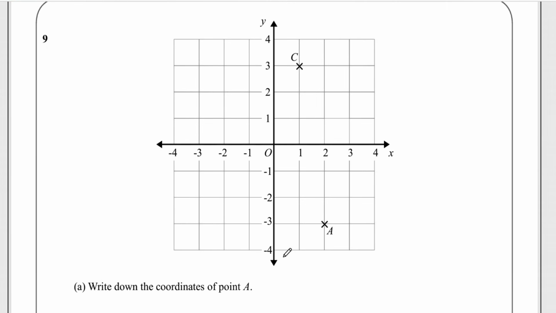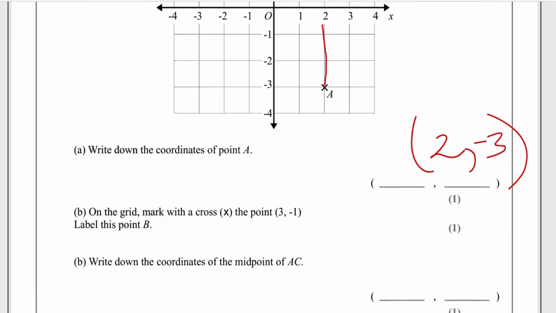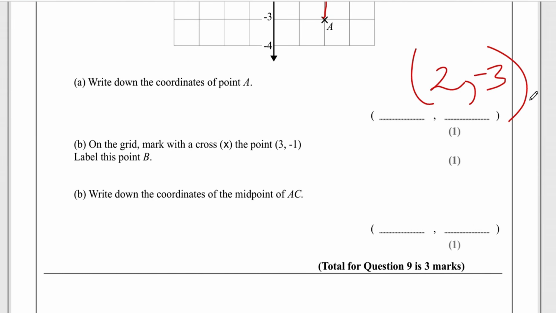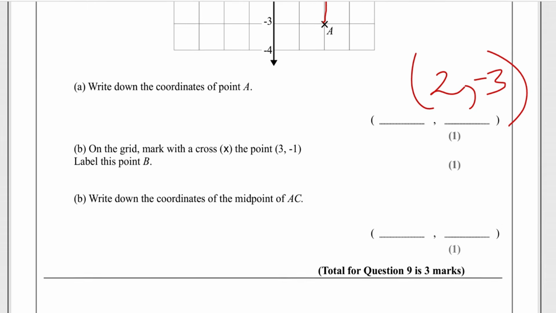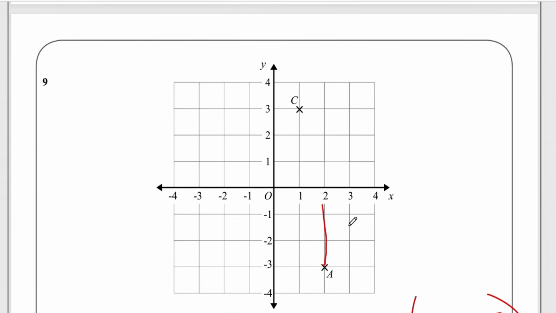Write down the coordinates of A. A is x, y, 2, -3. Okay, so coordinates of A is going to be 2 and -3. Do not write outside of the box. Okay, sorry about that. On the grid, mark with X the point 3, -1, and label B. So the point 3, -1. So let's find it. X is 3, Y is -1 right here. Okay, so that's point 3, -1.